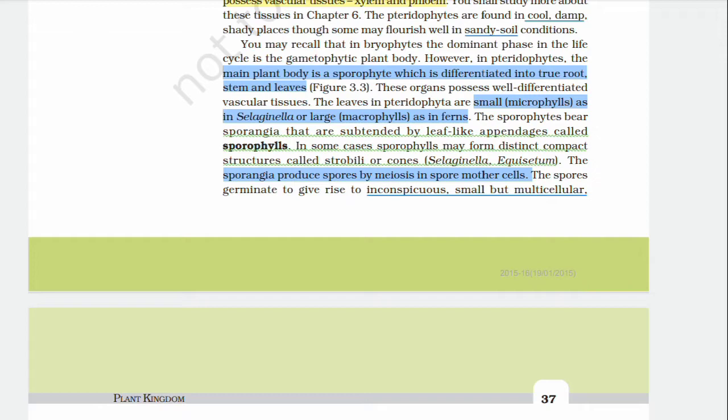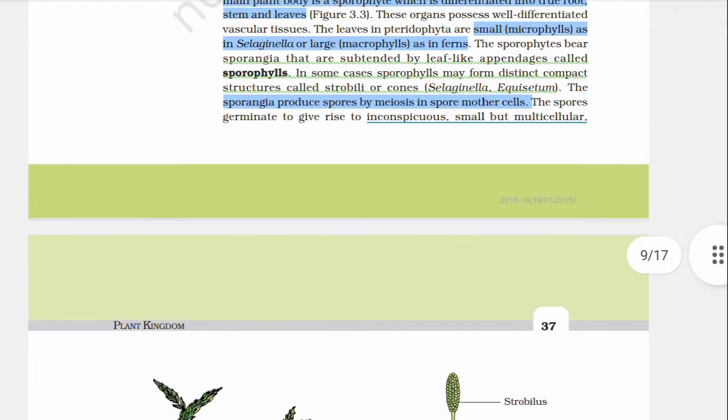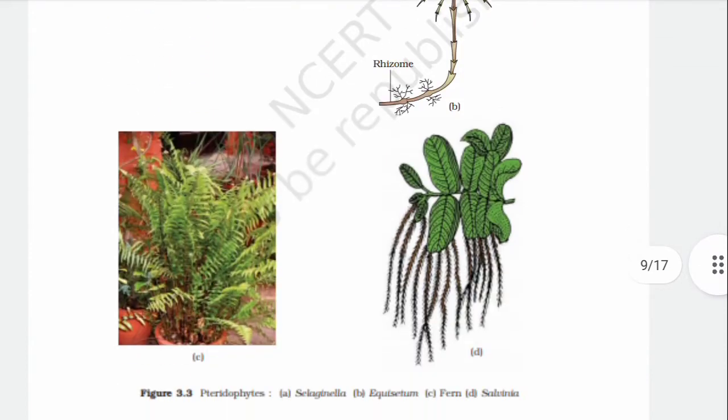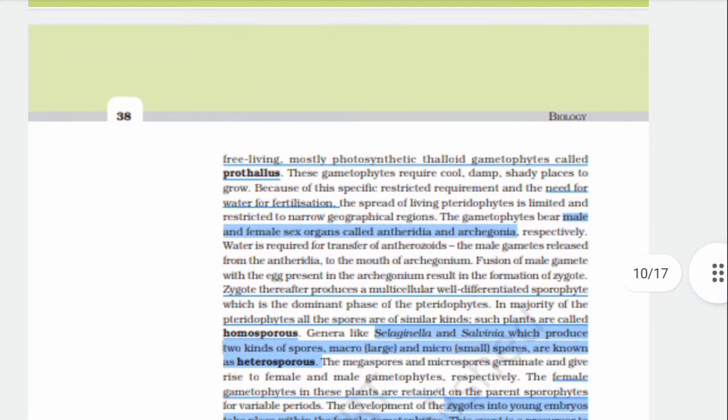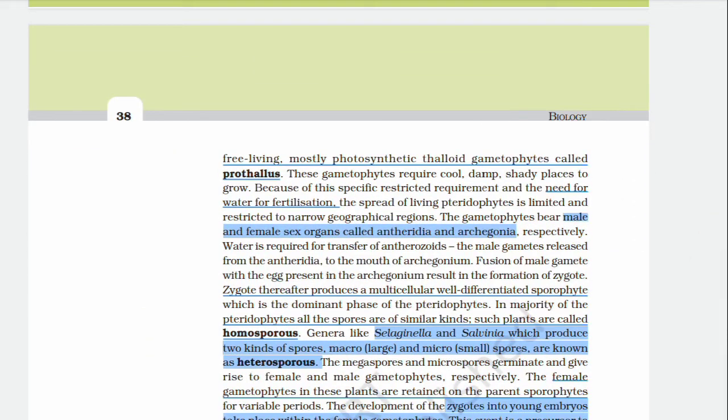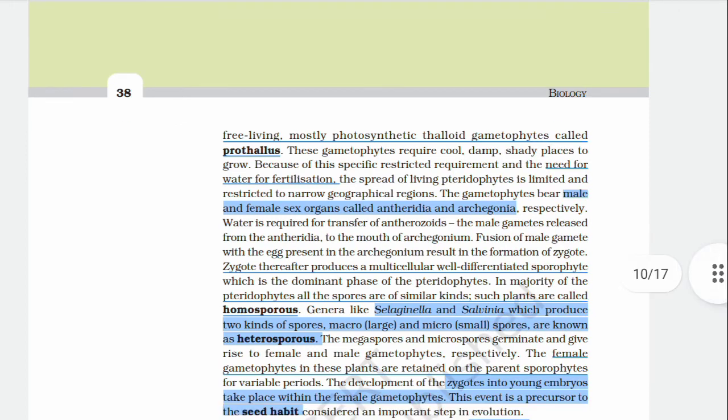These sporophylls may, in some cases like in Selaginella and Equisetum, be closed to form a strobili or cone, and they produce spores. These spores germinate to give rise to inconspicuous, small but multicellular, free living, mostly photosynthetic thalloid gametophyte called prothallus. These gametophytes require a cool, damp, and shady place, and they need water for fertilization.